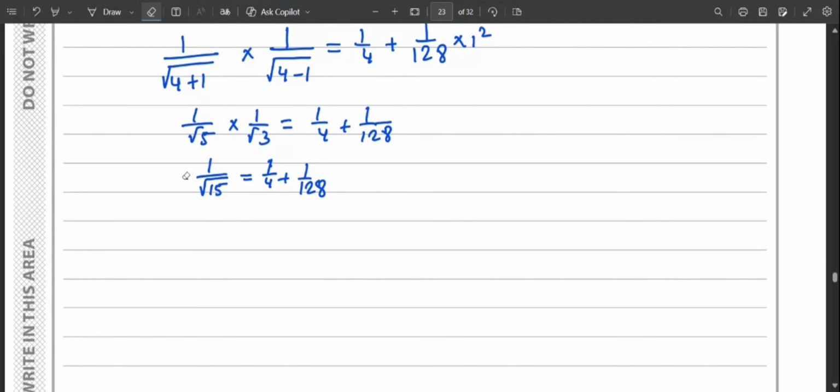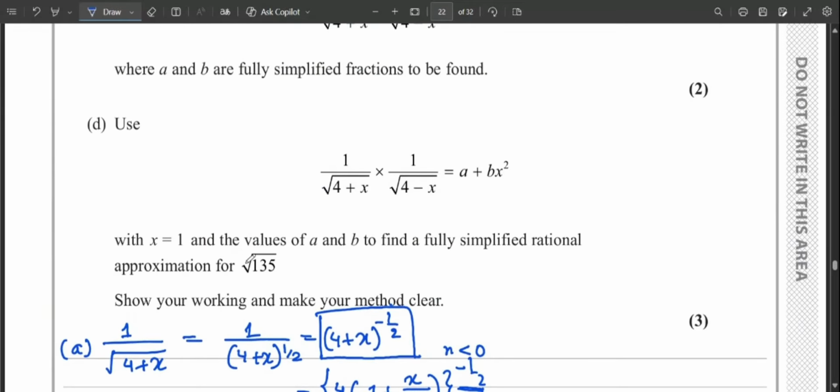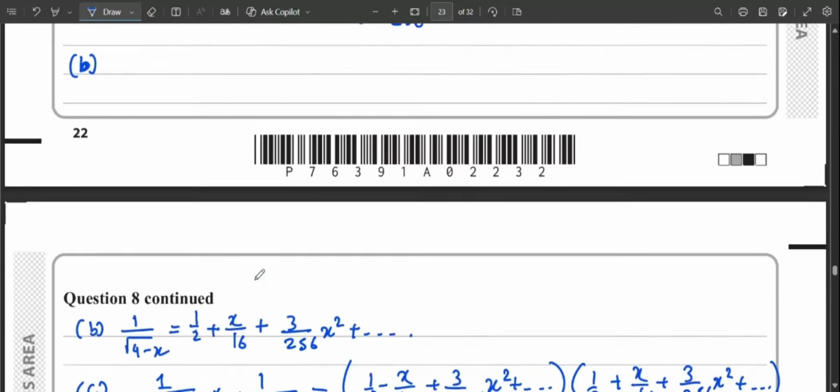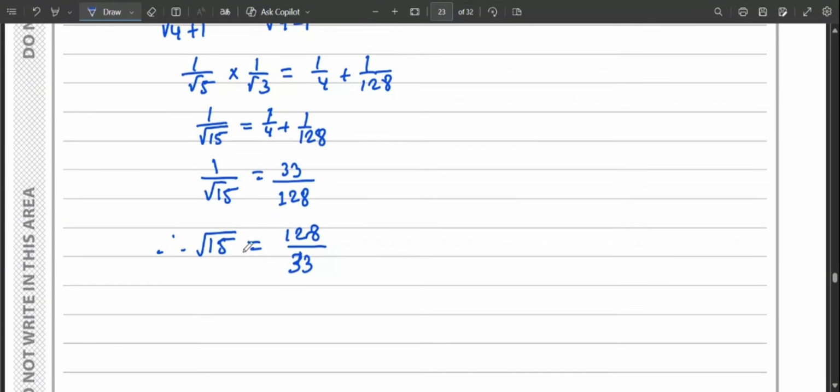In our question, we had to find out the value for root over 135, but using x equals to 1, we see that we can only find the value of root 15. If we try to express root 135 in terms of root 15, we can see that 135 is equal to 15 into 9. So separating out the terms would be root 15 into root 9. We know the value of root 9, which is 3. So root 135 is actually equal to 3 into root 15.